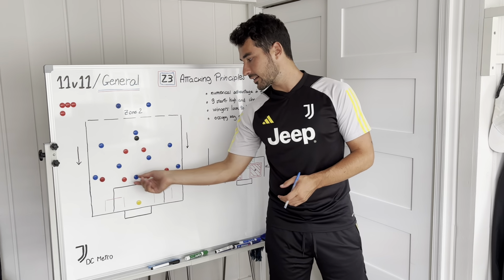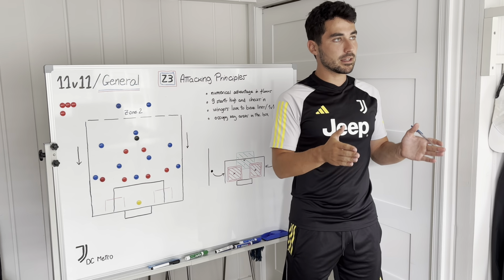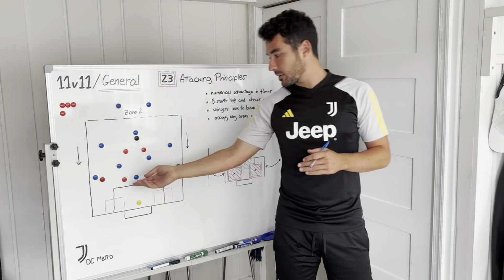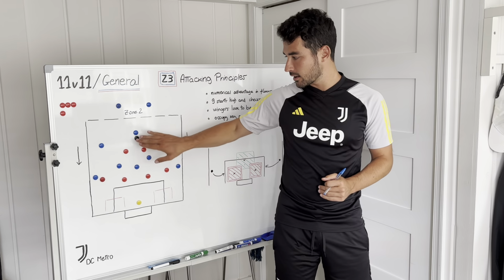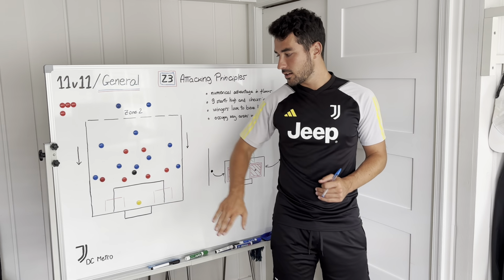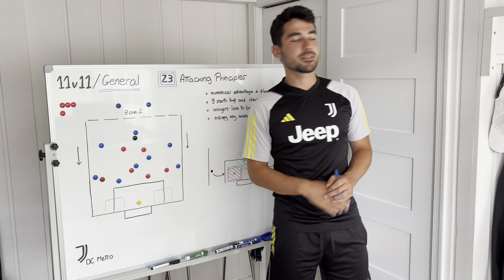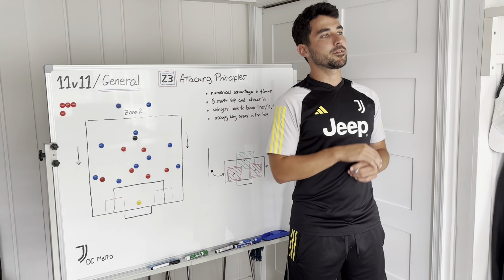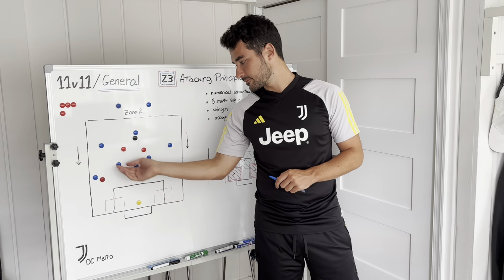Okay, so again, the number 9, by starting high, they create that space in between the lines. They then check into that space and they force the defenders to make a choice. We stay, great. The number 9 receives, dribbles at the back line. We follow, we're leaving space for our midfielders to attack the space in behind the line.